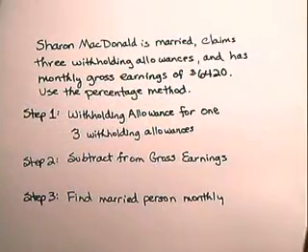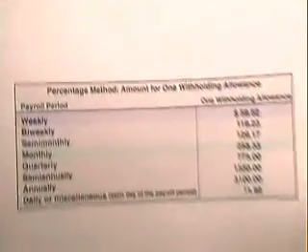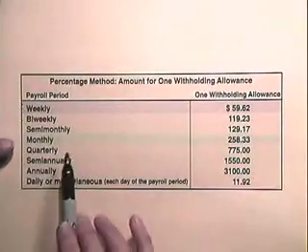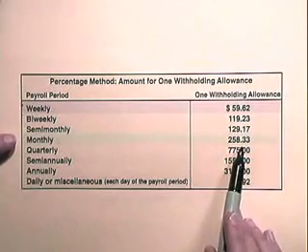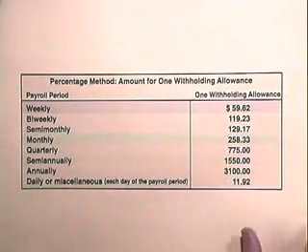Now let's use the percentage method to find the federal withholding tax. Sharon McDonald is married, claims 3 withholding allowances, and has monthly gross earnings of $6,420. Use the percentage method to find her federal withholding tax. Step 1. We need to find the withholding allowance for 1. She is paid monthly, so that withholding allowance is $258.33.